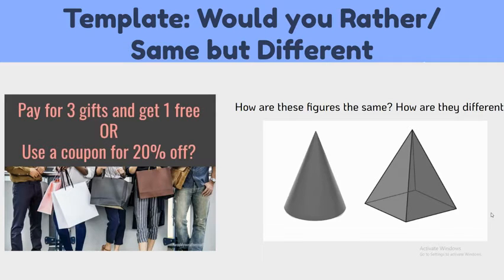Now we'll take a look at a few different templates that you can use and talk through some of the number sense routines that we have to offer. For this first situation, we're going to look at two different types of problems. One is called a would you rather, the other is called a same but different.